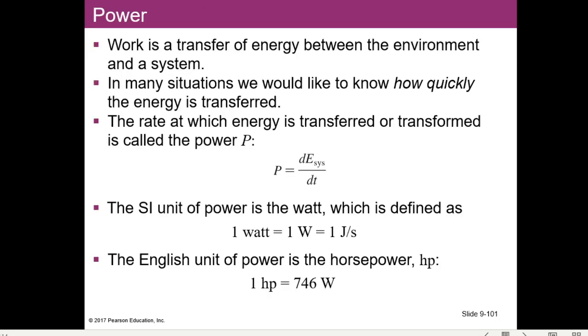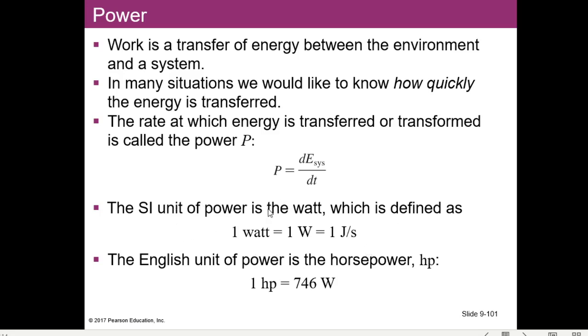Okay, the last thing we're going to be talking about in this chapter is the idea of power. Remember, power is defined as the time derivative of the energy, so it's dE/dt. The SI unit that we're going to use to deal with this is the watt.